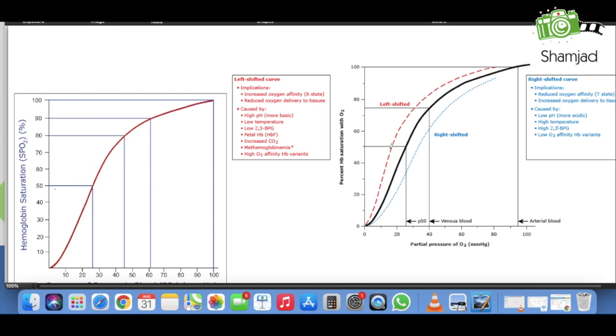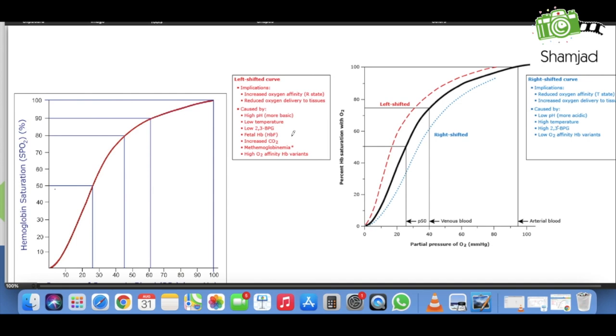In the same way, it can shift to the left side. Let's suppose it is a left shift. So what will happen? Increased oxygen affinity means the hemoglobin will not deliver much oxygen to the tissues, and oxygen delivery to the tissue is reduced. This is what I said. Okay, what are the factors affecting this situation? A high pH, meaning the blood is alkalotic, low temperature or hypothermia, and low 2,3 BPG. As I said before, the diphosphoglycerate is low.